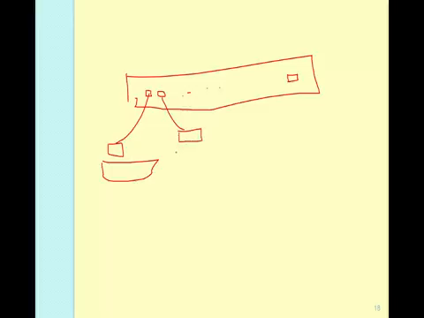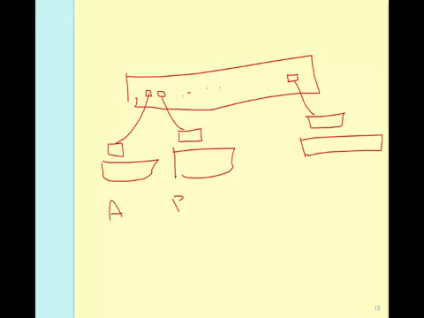Now, forgive my drawing skills with the mouse. It's not going to be great. And in general, it's not great. But anyway, you get the idea. So here's computer A, computer B, and so on, computer N, as many computers as we have.